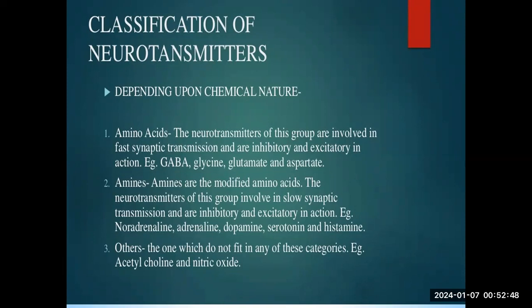The second group is amines. Amines are the modified amino acids. The neurotransmitters of this group are involved in slow synaptic transmission and are inhibitory and excitatory in action. For example, noradrenaline, adrenaline, dopamine, serotonin, and histamine. Others, the ones which do not fit in any of these categories, the examples are acetylcholine and nitric oxide.